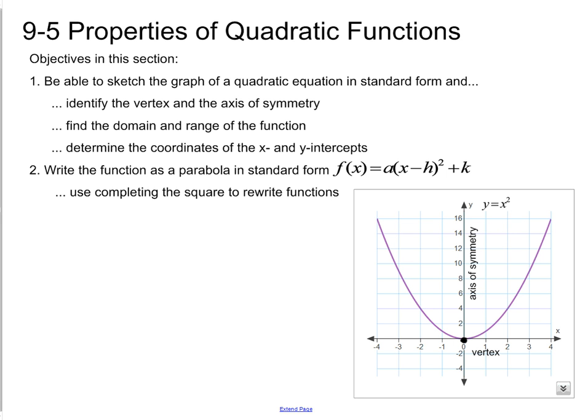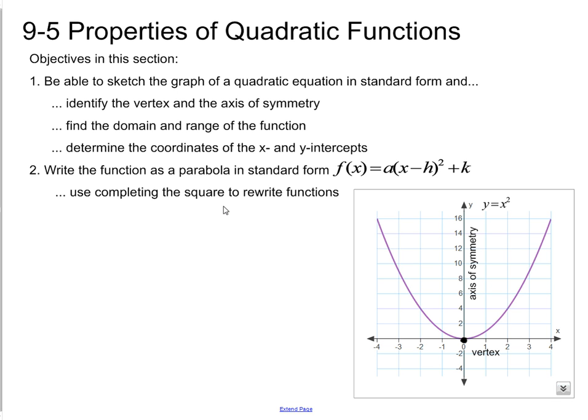Hello everybody, welcome to section 9.5, and we're going to be talking about properties of quadratic functions. Specifically, we're looking at the graphs and some of the properties of those graphs. We should be able to sketch the graph of a quadratic equation in standard form, and we want to be able to identify the vertex and axis of symmetry of a quadratic function, find its domain and range, and determine the coordinates of the x and y intercepts.